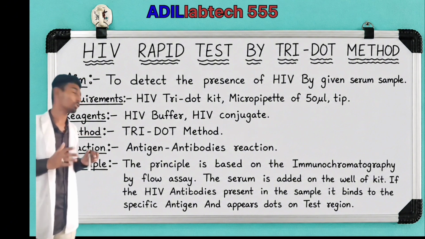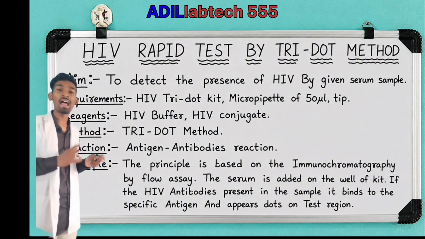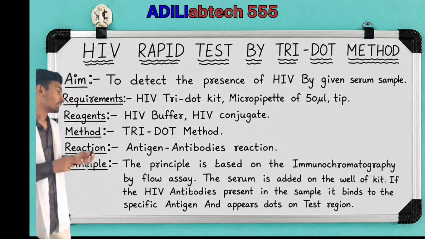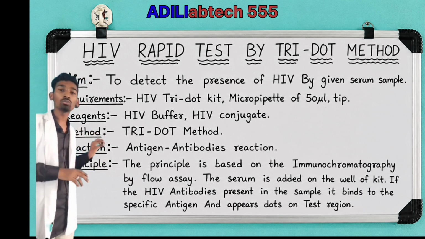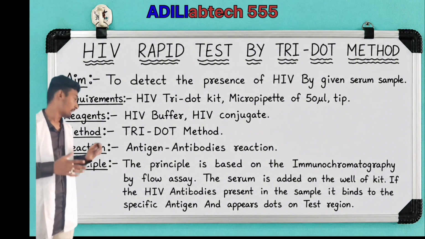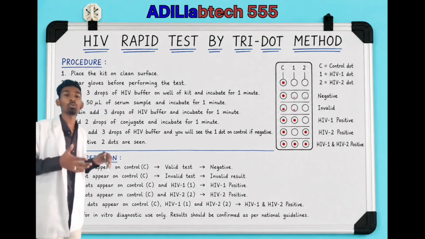Next is principle. The principle is based on the immunochromatography by flow assay. The serum is added on the well of the kit. If the HIV antibody is present in the serum, it binds to the specific antigen and the dot appears on the test region.